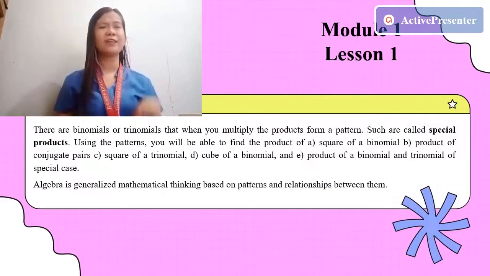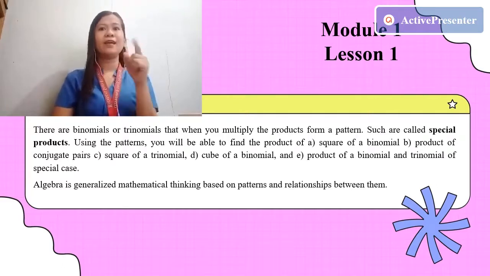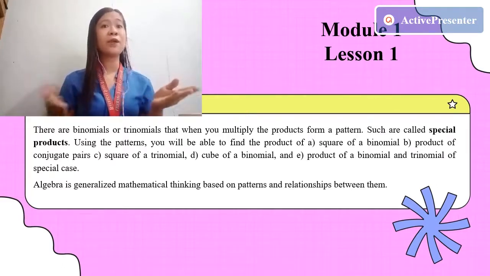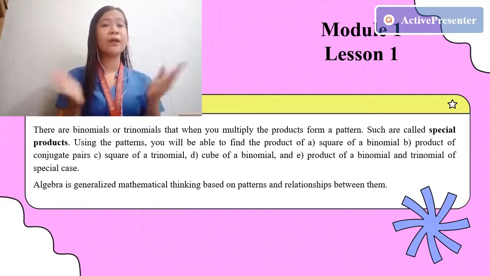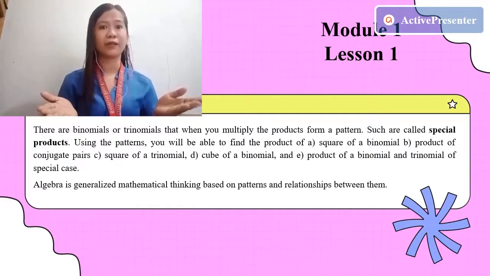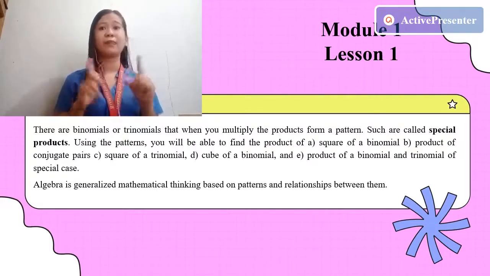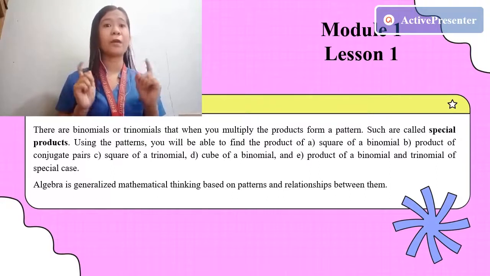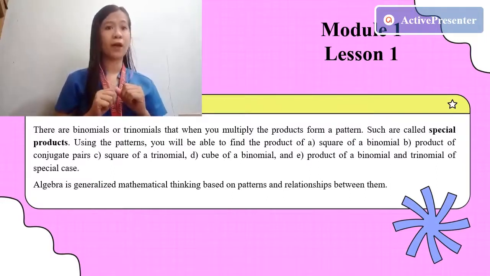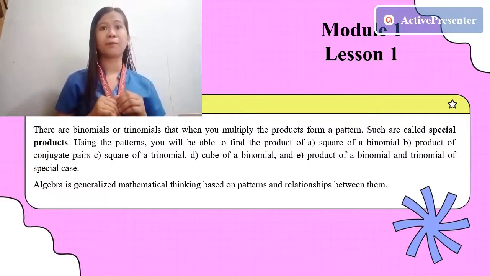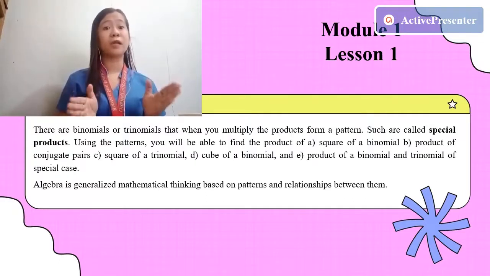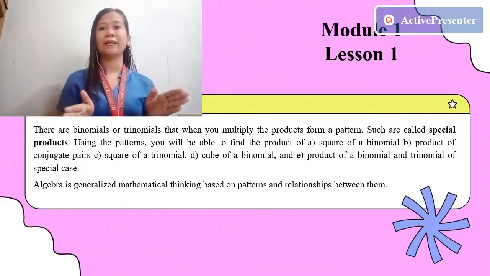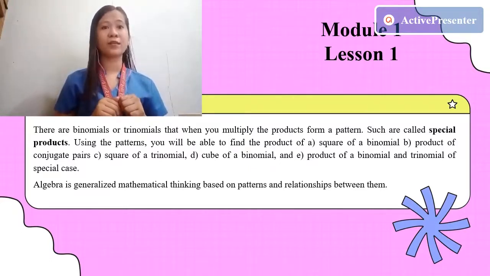So, what is a special product? There is a binomial and a trinomial that we may multiply, and the product can create a form or a pattern. That is a special product. A special product is the use of patterns. You can find the product, even if it is a square of a binomial, a product of conjugate pairs, a square of a trinomial, a cube of a binomial, and a product of a binomial and a trinomial with special cases. Algebra is generalized mathematical thinking based on patterns and the relations between them.